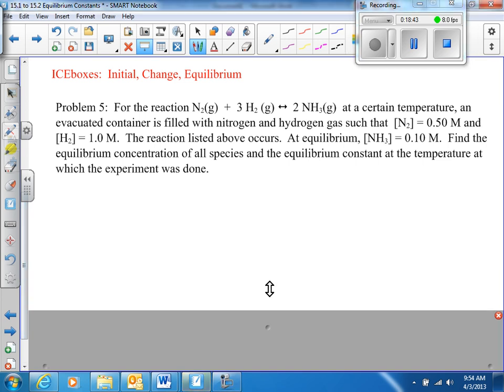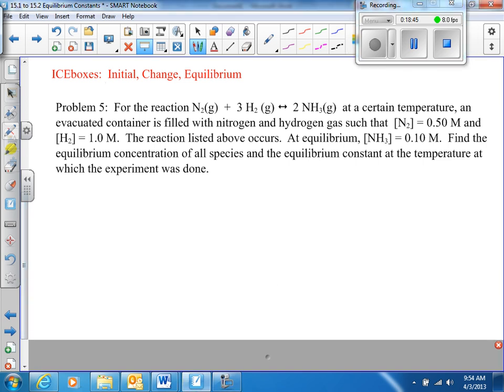All right, now, ice boxes. Initial, change, equilibrium. Sometimes in problems, we are given initial and equilibrium information. When this happens, we create ice boxes. So here's some key words. This evacuated container is filled with nitrogen and hydrogen. So this is an initial condition. This is also an initial condition.